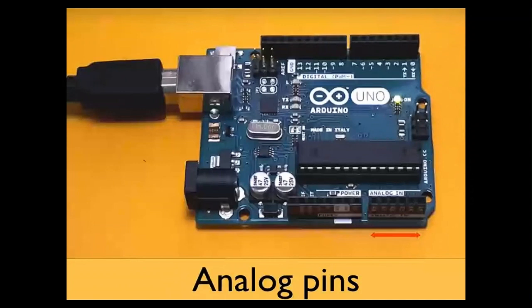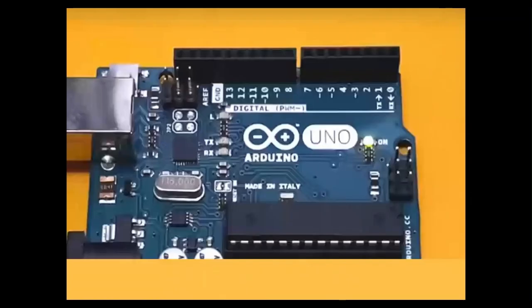These are analog pins which are marked from A0 to A5. These are only used for inputs. They take analog signals and convert them into digital signals that the computer can understand.